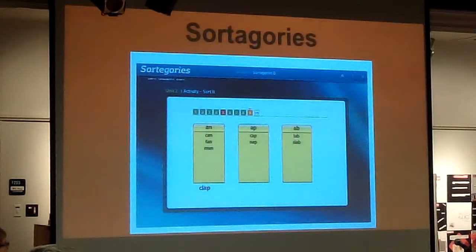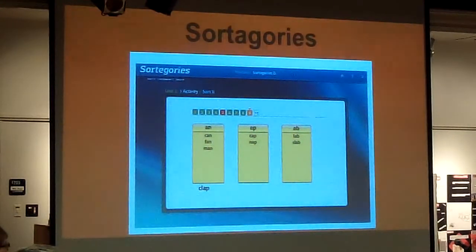We also have something called Sorted Words for our lower functioning students, and this allows our students to sort words based on maybe onset and rhyme, as you see here, what words end with "an" versus "at" versus "ad," to really identify the different sounds that we make.